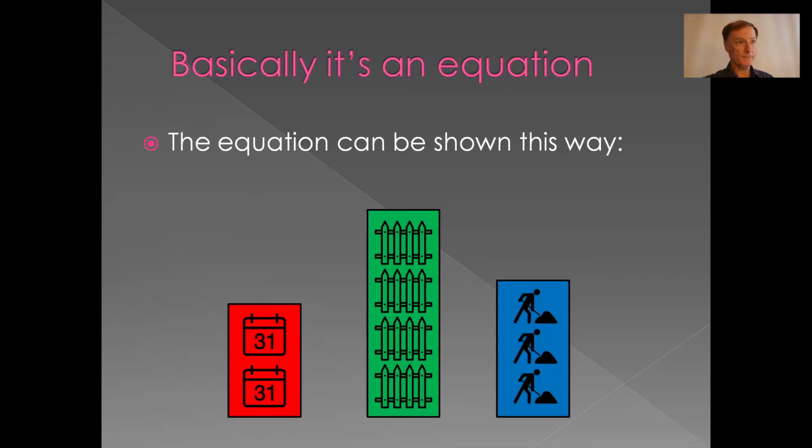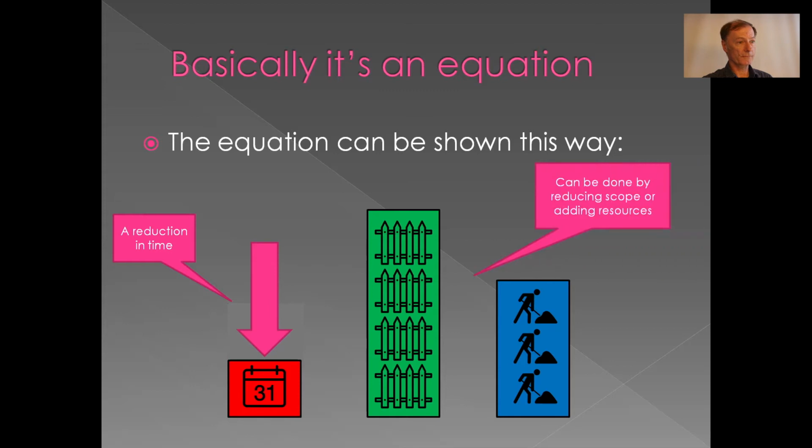The equation can be shown in this way: 3 colored columns. So if you want to reduce your time, for instance, you could do that by reducing the scope, or you could add resources instead.